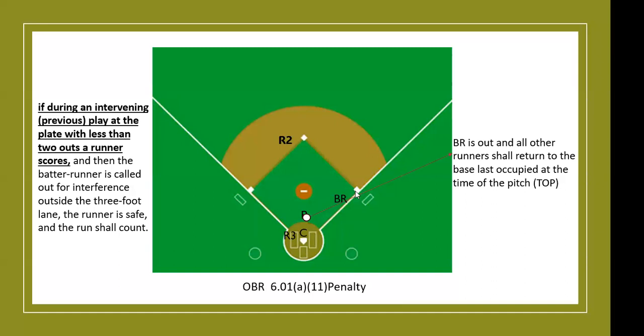Or I might go, you score. Batter runner, you're out for interference. Due to the interference, R2, you're back at second base. And do whatever order makes sense to you. Yep. And then be ready to explain it to the coach. Yep. Because it's very tricky.